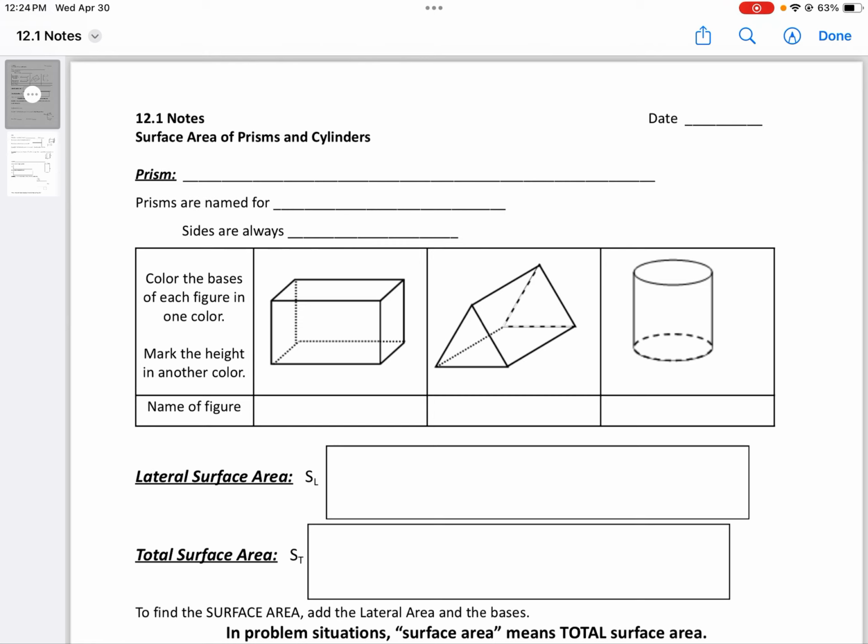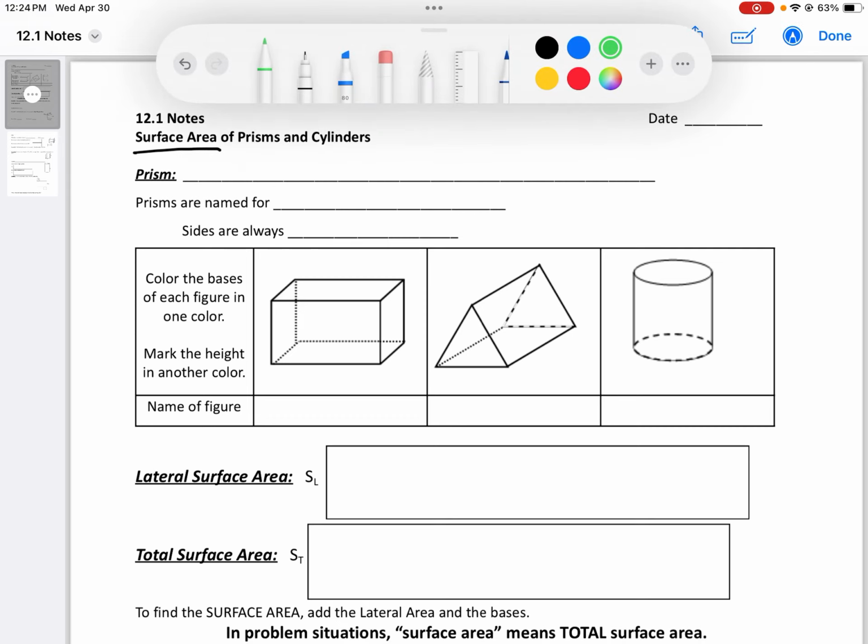12.1 is all about three-dimensional shapes, so you're going to start needing to think about three-dimensional shapes and learning how to look at their sketches, identify the different parts, pieces, and all that. And so, getting started with day one of this unit, we are going to be finding surface area. Surface area is the area of the surface.